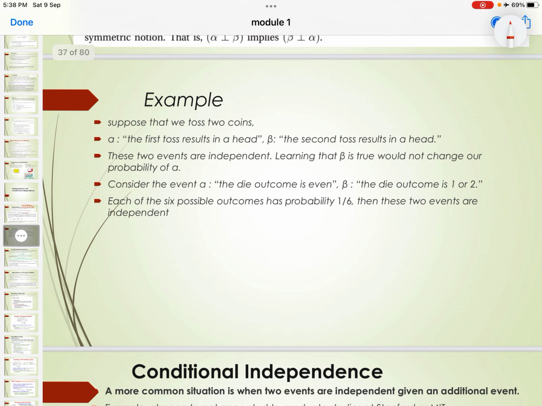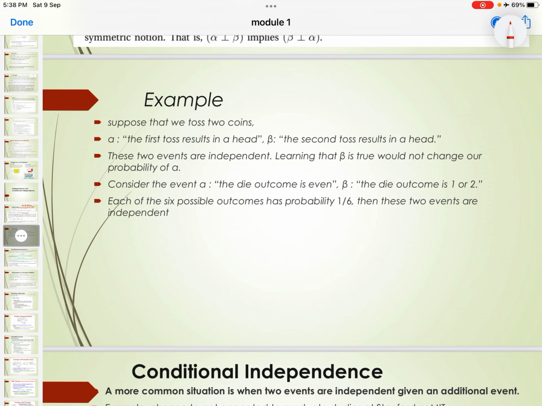We'll check the example. Suppose that we toss two coins. Alpha is the first toss results in a head. Beta is the second toss results in a head. These two events are independent. Learning that beta is true would not change the probability of alpha.